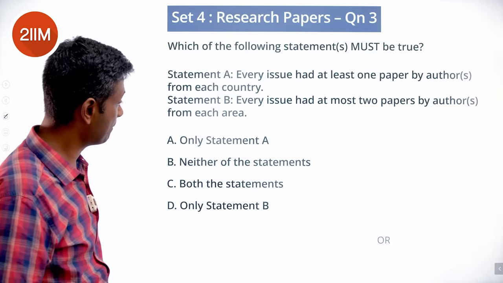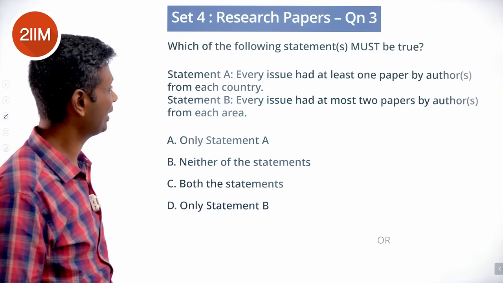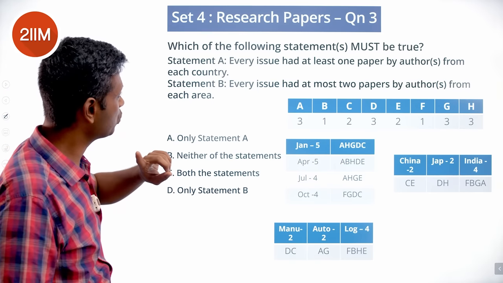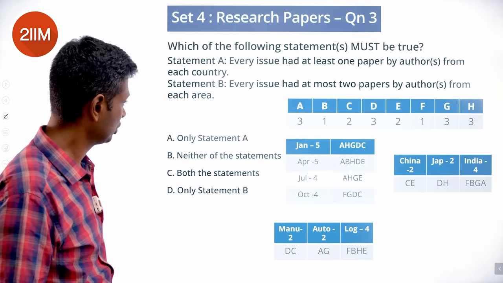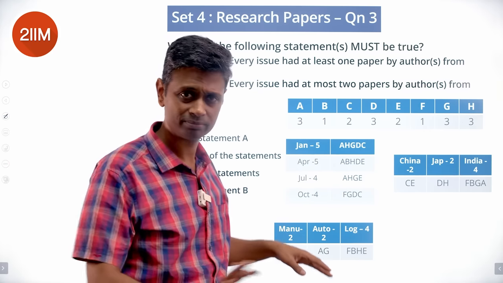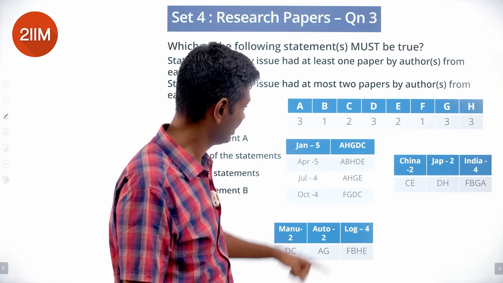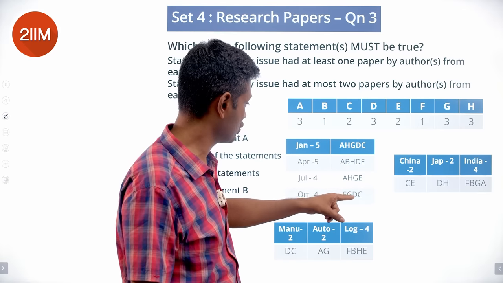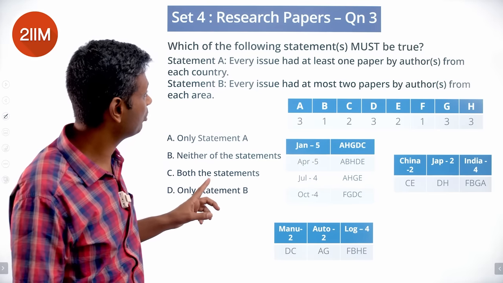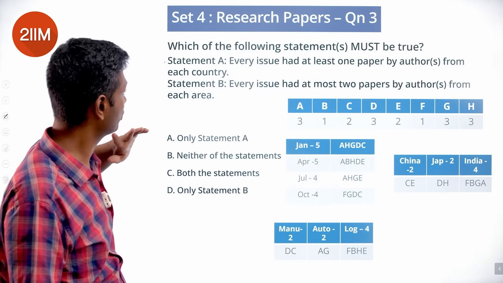Which of the following statements must be true? Every issue had at least one paper by authors from each country. Every issue had at most two papers from authors from each area. Look at the first one. Countries are India, China, and so on. India will feature in all. China, C and E, are there in everything. D and H are here. So every issue has at least one paper by authors from each country. Okay, verified. So statement A is true.